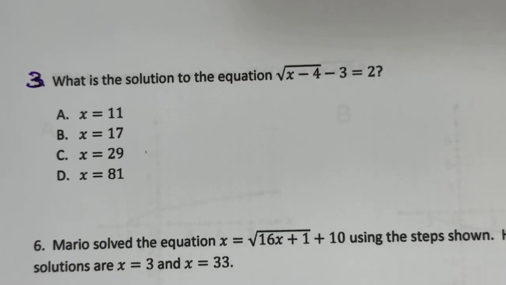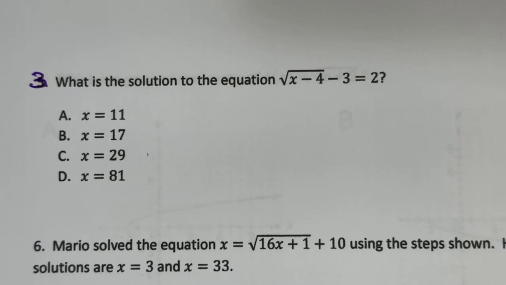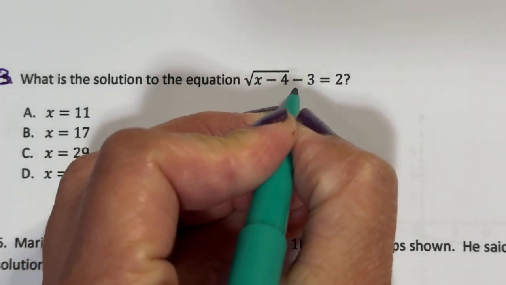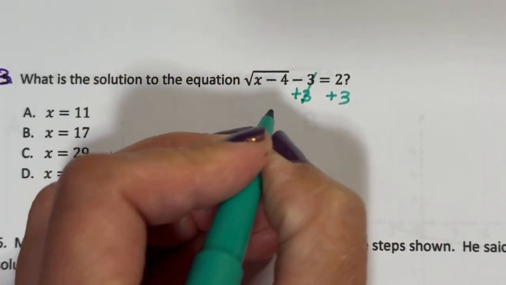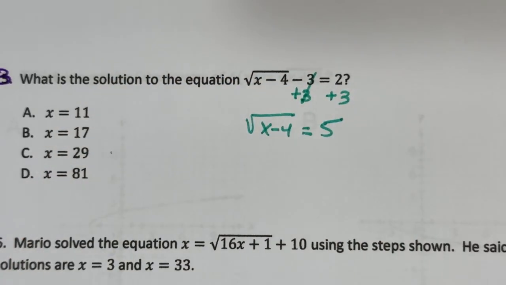All right, so it says, what is the solution to the equation? So we need to solve. This is just like CFA number 3. All right, so let's go for it. We need to isolate the radical. That's step number 1. So we need to get rid of that -3. So we're going to need to do the opposite, +3, so we can move it to the other side. So we're going to get the square root of x minus 4 is equal to 5. Okay, now the radical is isolated.